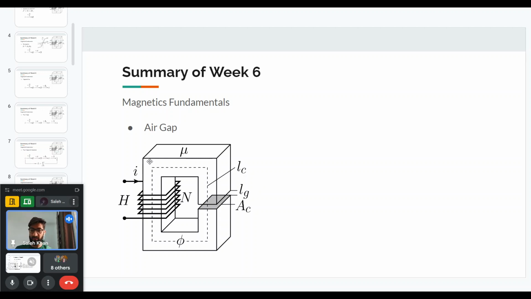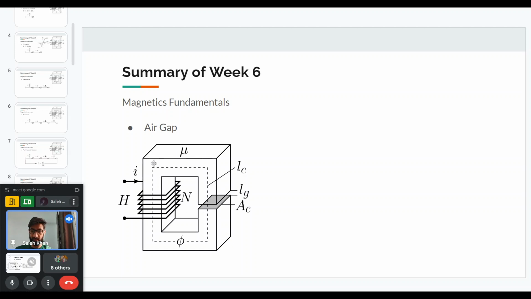That means in the path of the magnetic field, we will remove some portion of the core, so that only air remains in that portion. And it is done in such a way that this length Lg of the air gap is much smaller than the length Lc of the magnetic path. Then this circuit will have two reluctances.